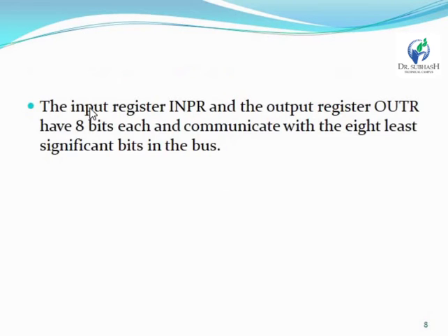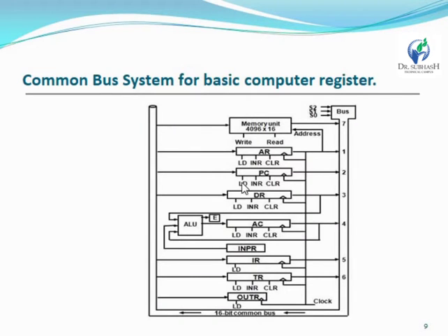Next, the input register and output register are 8-bit and communicate with the least significant bits in the bus. So finally, input and output provide the 8 bits. So this is the common bus system.